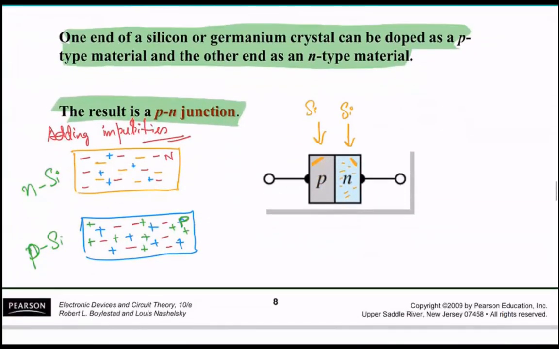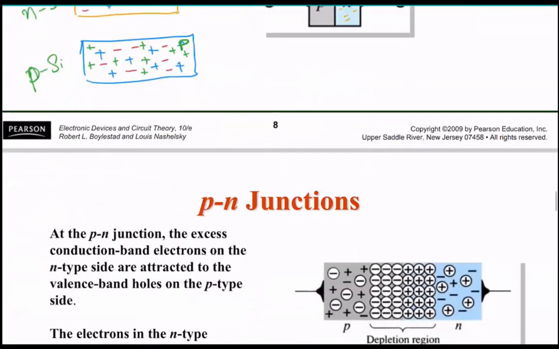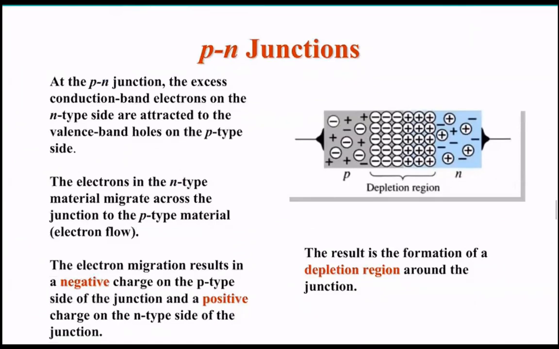We don't have to worry at this point about how this adding impurity process is done, because this is something that you will learn in a course called Semiconductor Materials and Devices. Okay, all right. Now let's learn about the PN junction here.